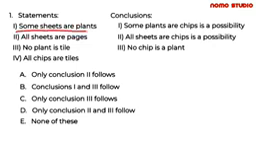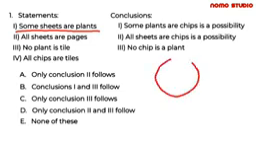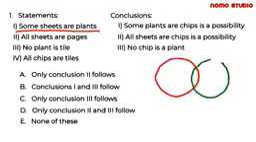Let's go with the first statement. Some sheets are plants. So meaning, plants and sheets have something in common. So mathematically speaking, plants intersect with sheets. Here we have sheets and plants. They share a portion of the circle, since some sheets are plants, but not actually all sheets are plants. Only some.